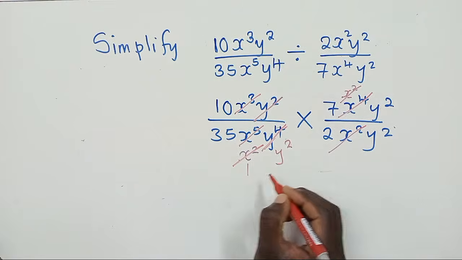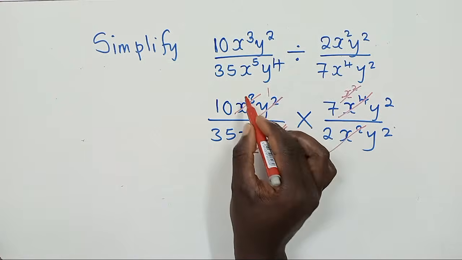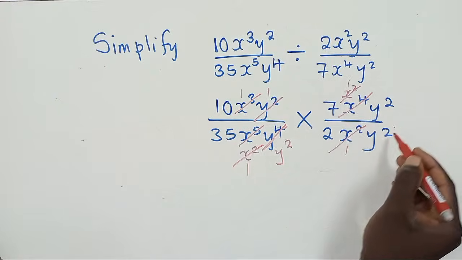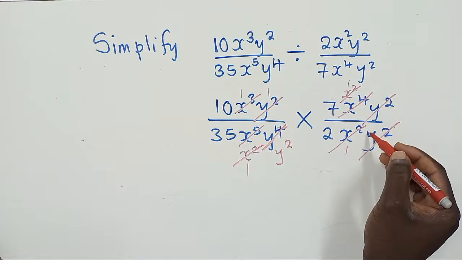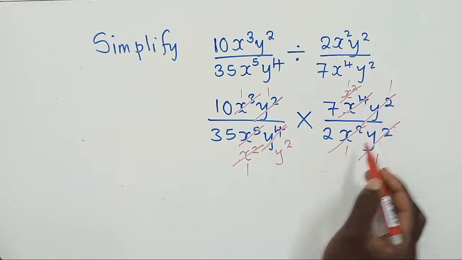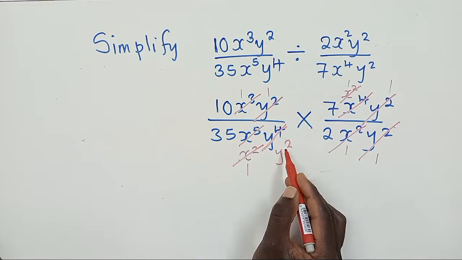So here we have 1, here we have y power 2, here we have remained with 1, here 1, here 1, and here 1. This y power 2 and y power 2 will cancel. So all the letters have been cancelled, and we're only remaining with the y power 2 right here.